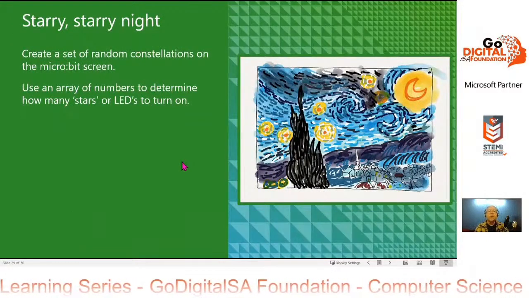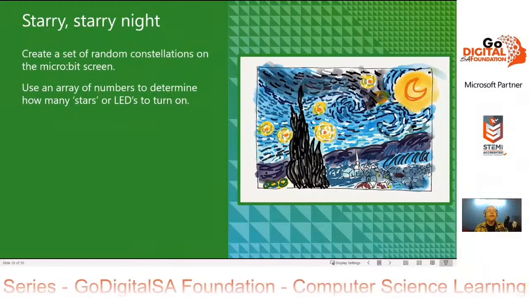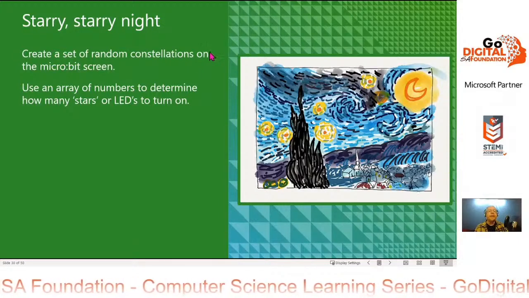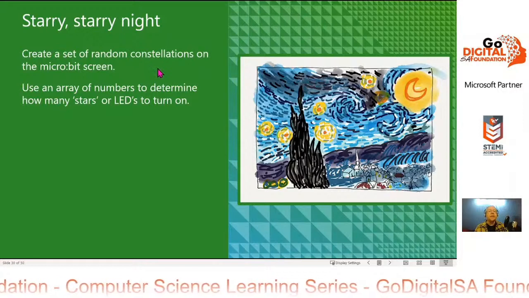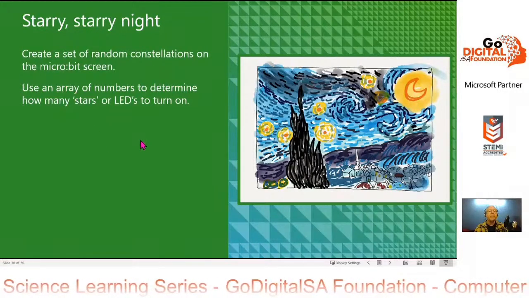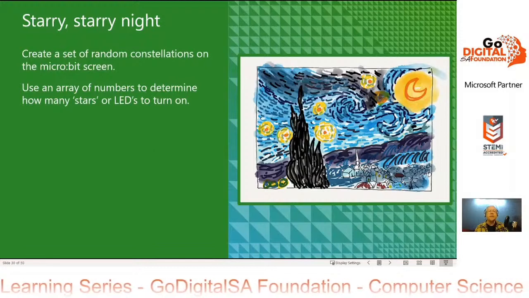Okay, so that was one example of an array. Here we've got another example. Starry, starry night. We create a set of random constellations on the Microbit screen. We use an array of numbers to determine how many stars or LEDs to turn on.